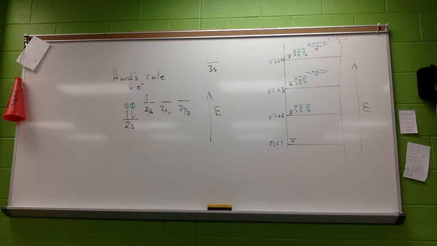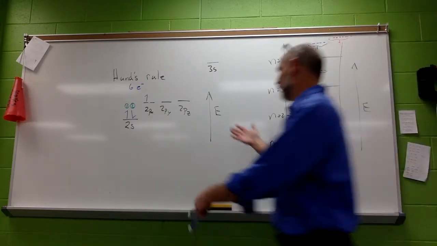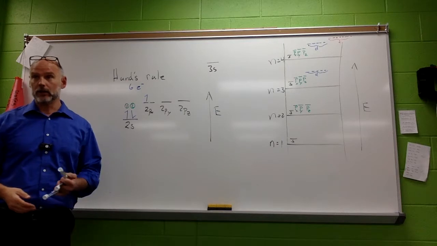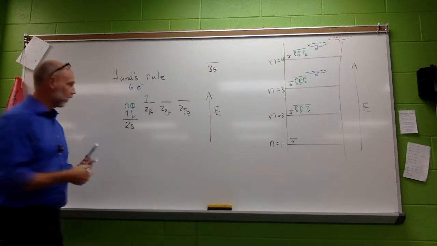The fourth electron, where is that going to go? Anyone want to take a stab? Pairing it up would require some energy. Putting it in another orbital would require no energy, because they're all of equal energy. Would you agree? Yeah, and so that's where it's going to go.